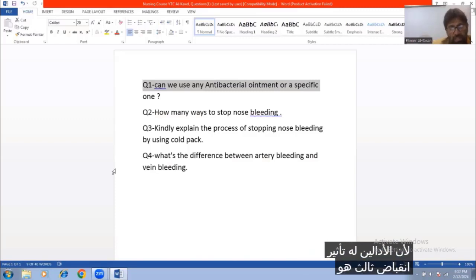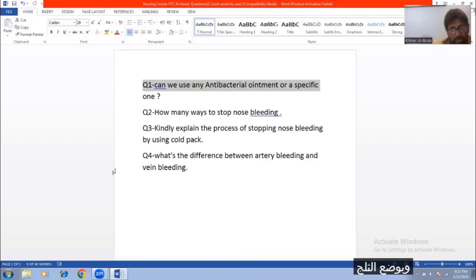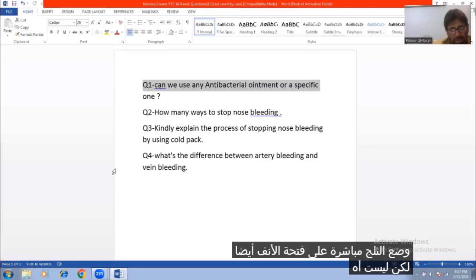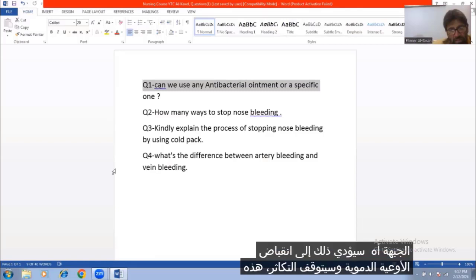vasoconstriction. The third is ice or cold water. You can apply ice onto the forehead of the patient, from where these vessels come down, and by the application of ice these vessels get constricted. You can also apply ice directly onto the nostril, but it is not a good maneuver. If you apply it onto the forehead, it will constrict the vessels and the bleeding gets stopped. These are the three methods.